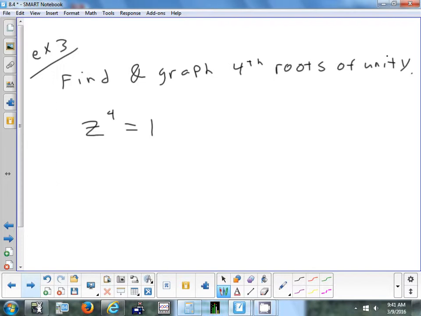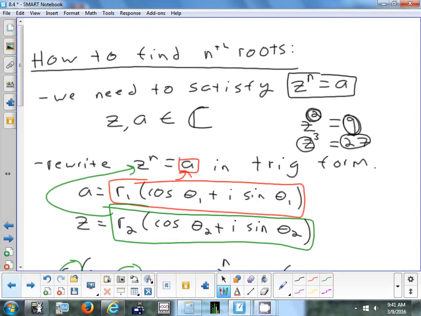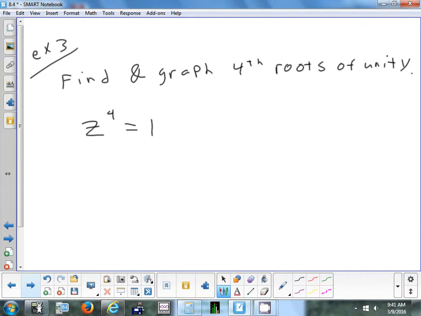How many answers am I expecting here? I'm expecting 4 answers when I'm done. All right, so first thing I have to do is rewrite this in trig form. Okay, for z, I don't know z. This is what you're going to write for z every time: r cosine theta plus i sine theta.